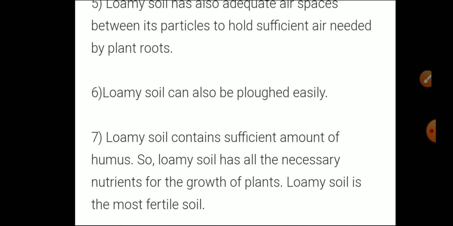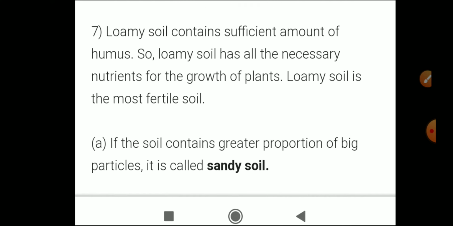Loamy soil contains a sufficient amount of humus. Humus, as I already told you, means dead vegetation or animals. So it has a good humus layer, and a good amount of humus will definitely increase the fertility of the loamy soil. So loamy soil is more fertile in comparison to sandy soil and clay soil.